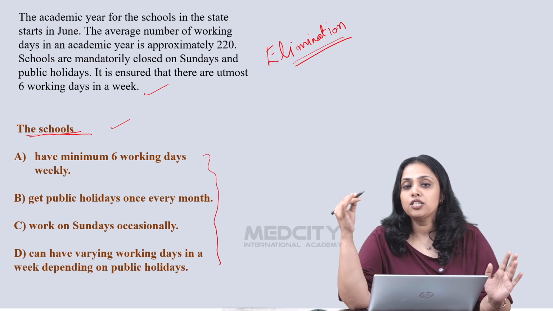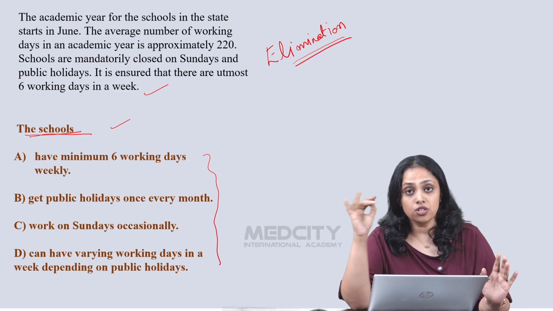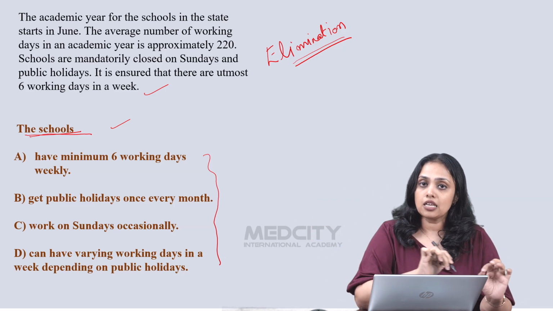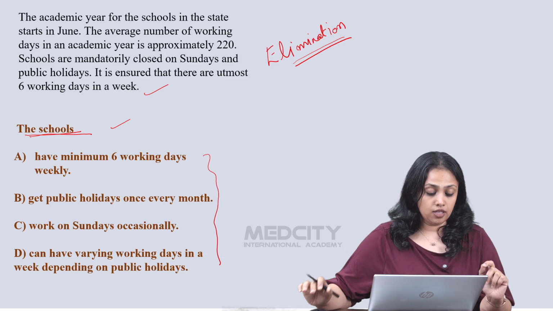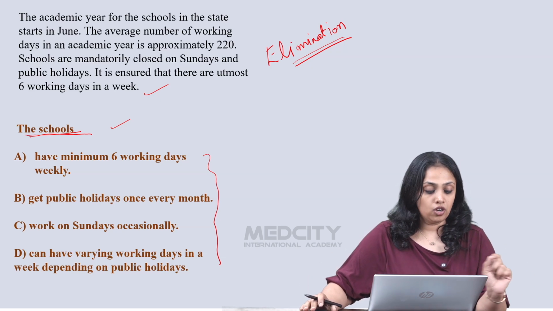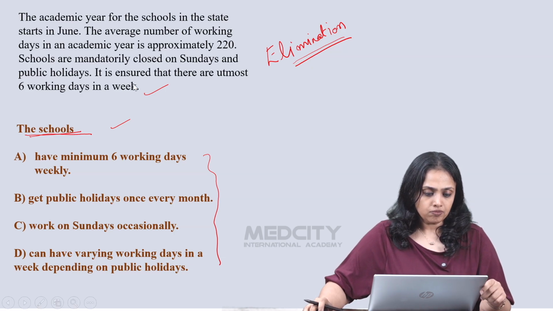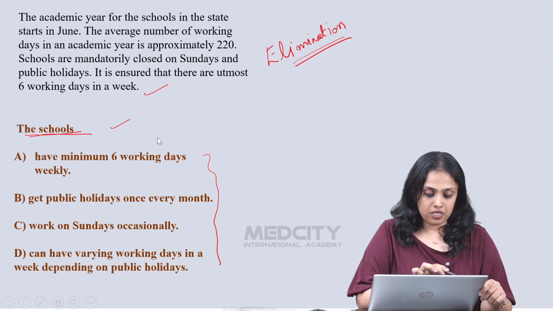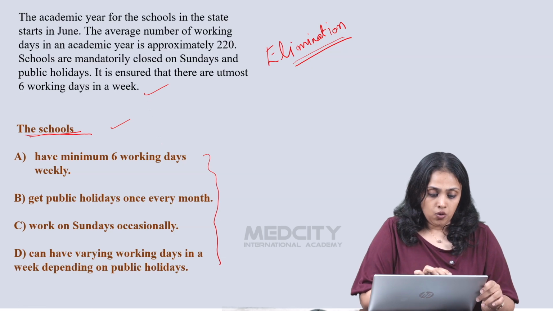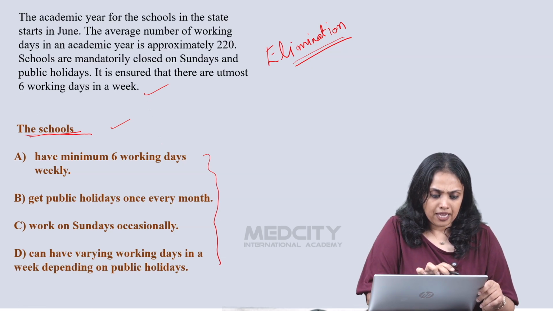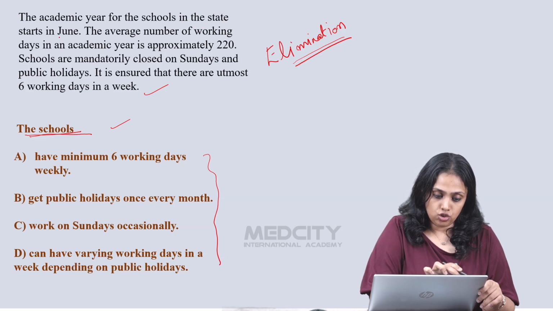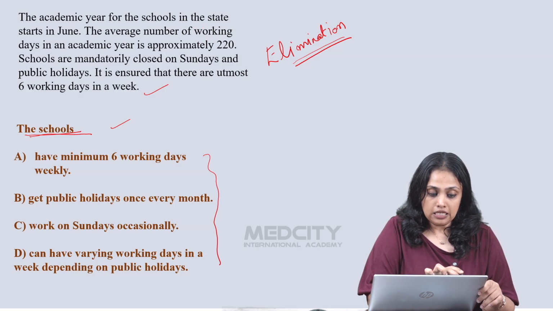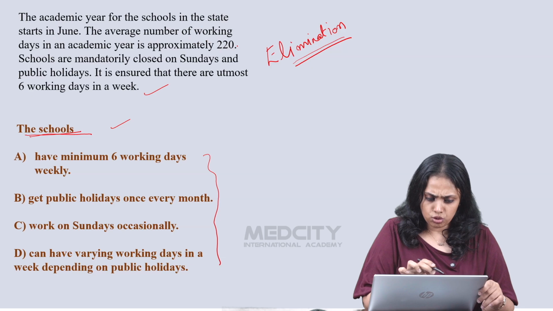What was the major problem reported by a few employees? So it was a question there, but here it's kind of completion. So when it comes to MCQs, it can be either way. The questions can appear as a complete question or as a completion question. Now, here you have to find the specific information regarding schools, which is true. Here the passage says that the academic year for the schools in the state starts in June. The average number of working days in an academic year is approximately 220.